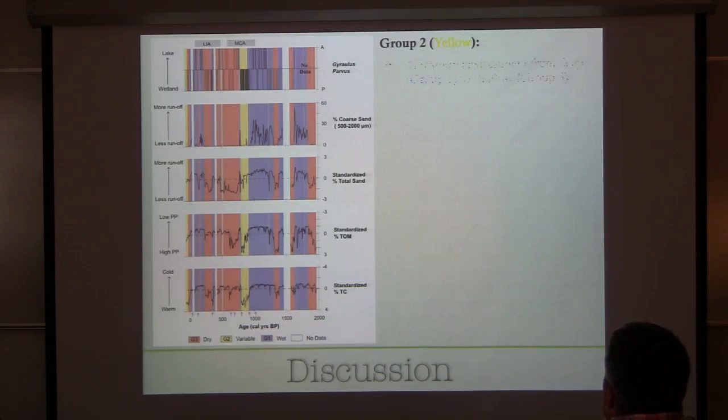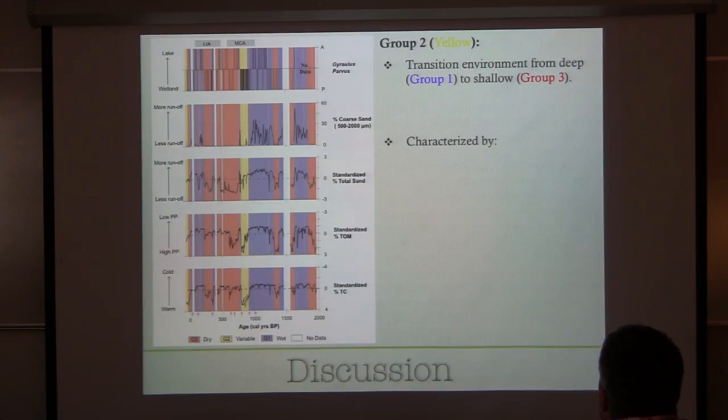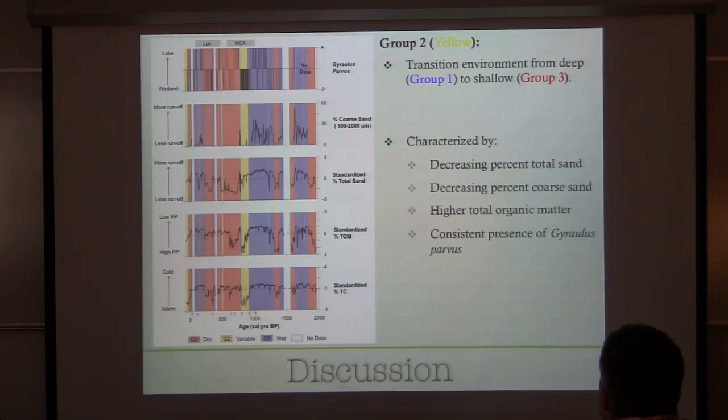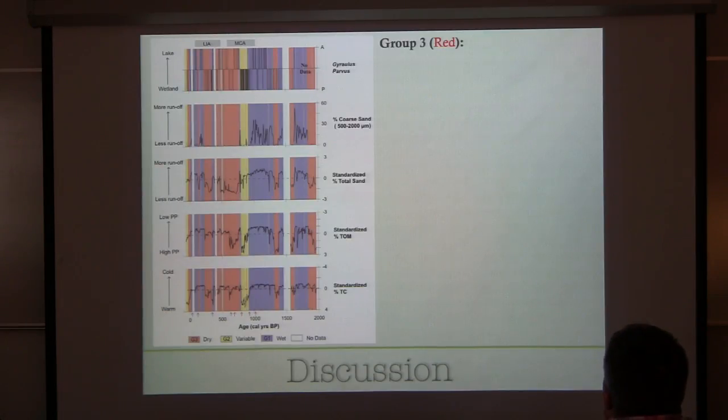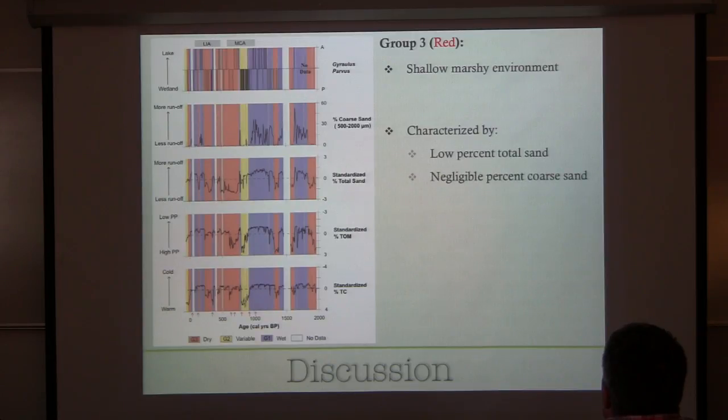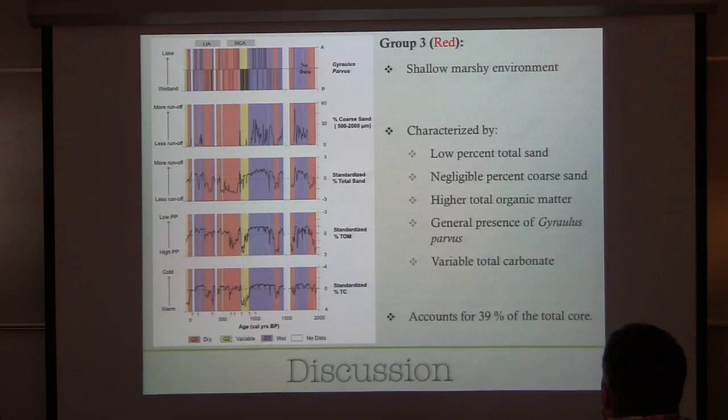The second group, or the yellow group, we interpret as a transitional environment from deep to shallow. And it was characterized by decreasing sand, decreasing coarse sand, high organic matter, a consistent presence of GP, as well as high carbonate. But it only accounts for 10% of the core, not really a lot. Group 3, the last one, we interpret as a shallow marshy environment when we have a dry climate. And it's characterized by low sand, negligible coarse sand, high organic matter, general presence of GP, and variable total carbonate. And it accounts for 39% of the total core, so a much larger portion.